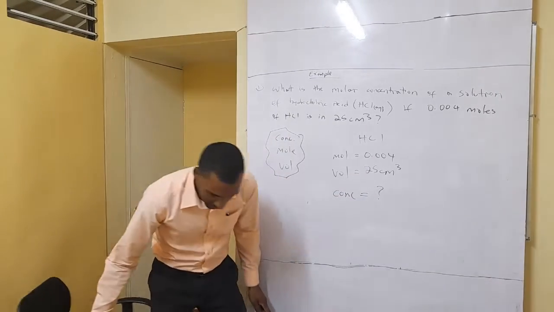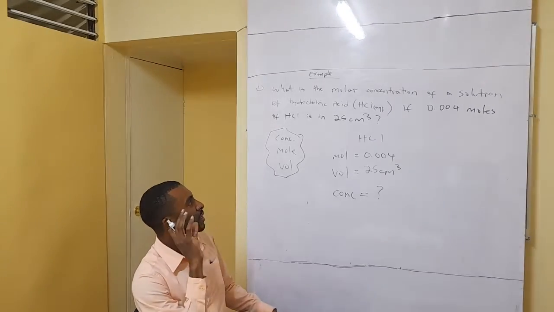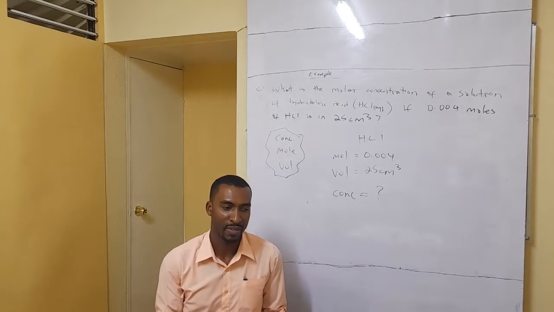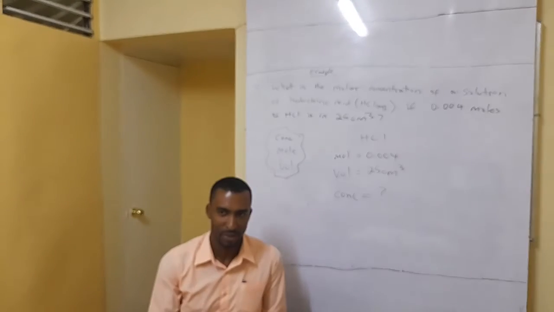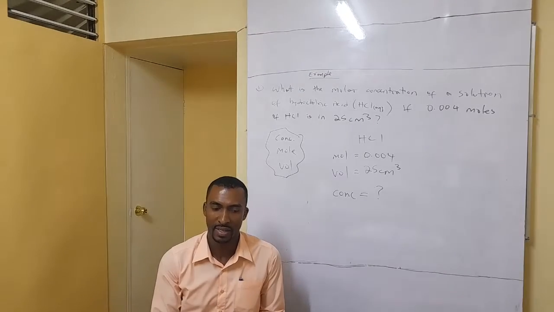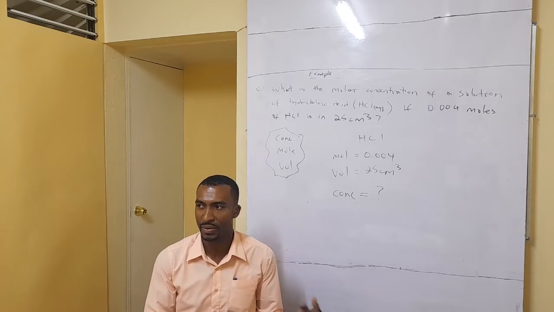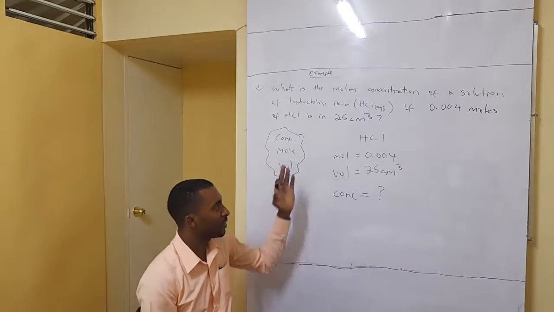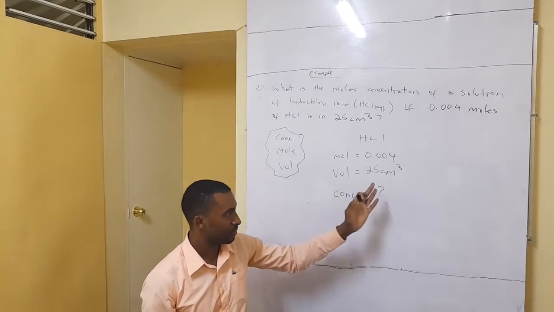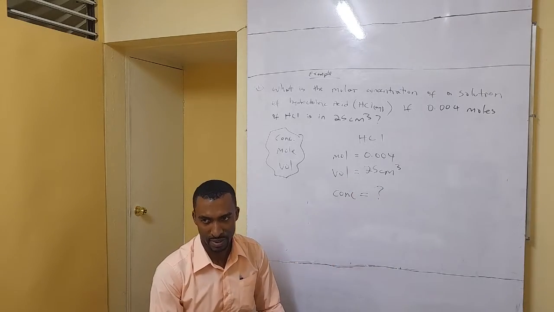As I said before, whenever a question asks about concentration, they simply want to know the number of moles that is in 1000 cm cube of the solution. That's basically what a concentration is. A molar concentration is just the number of moles of the HCl that is in 1000 cm cube. So if we know the number of moles in 25 cm cube, we can work along and determine the amount that is in 1000 cm cube.